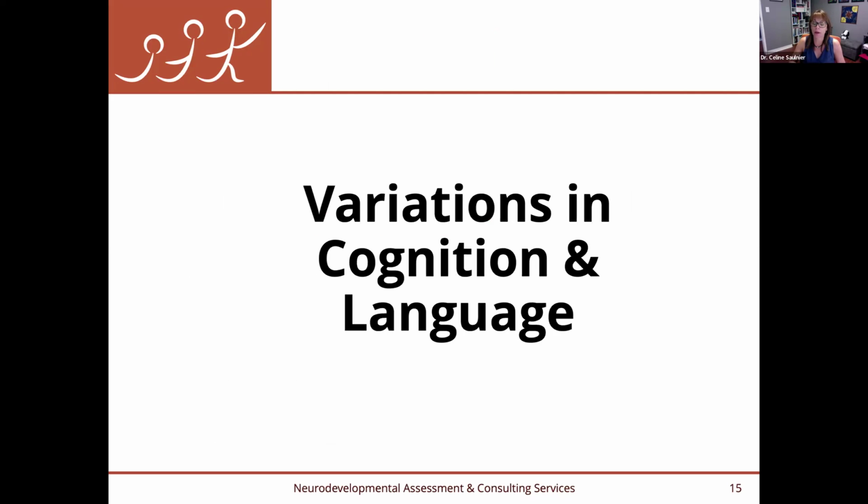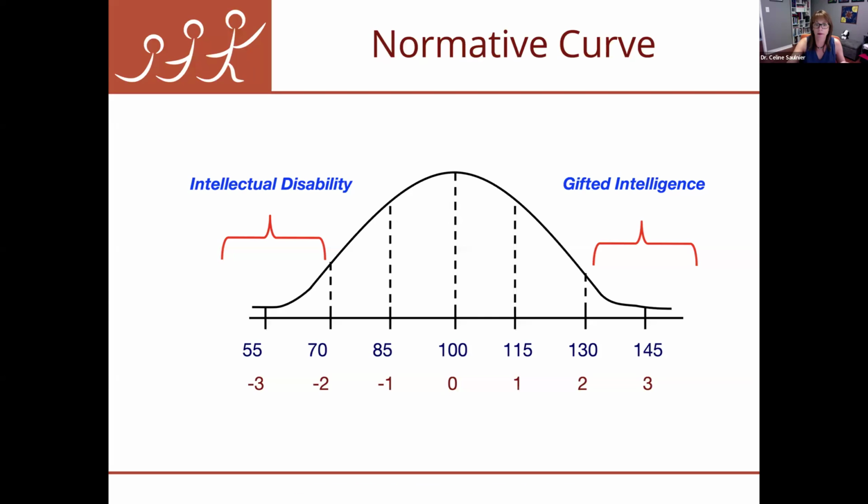And now we'll talk about variations in cognition and language. Many of you clinicians are very familiar with the bell curve and understand that intellectual disability is defined by delays in both cognition and adaptive behavior, using standardized measures, usually with a standard score falling below 70 on each of those measures. That's about 2% of the population, right, that are off the norm in the ID range.